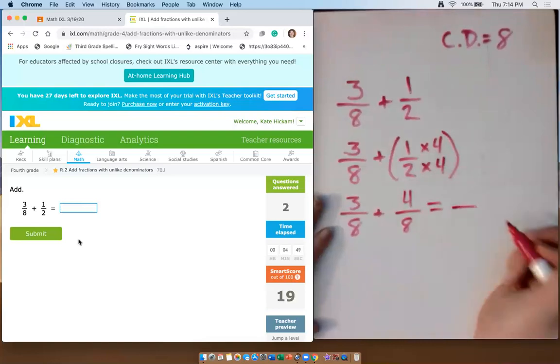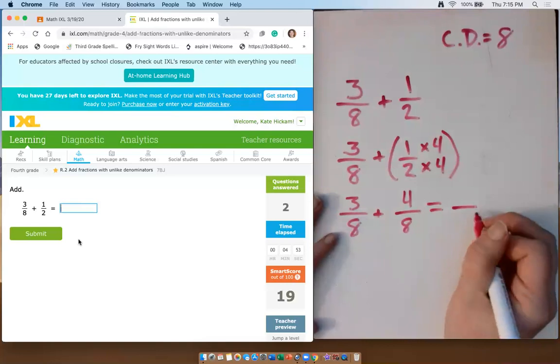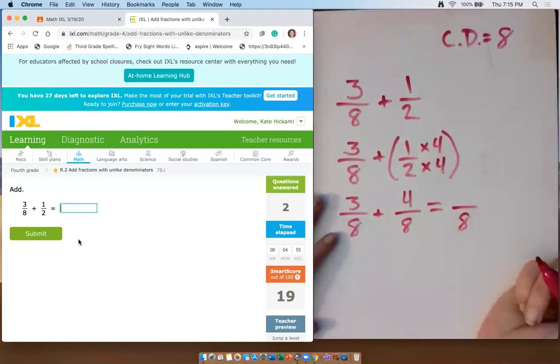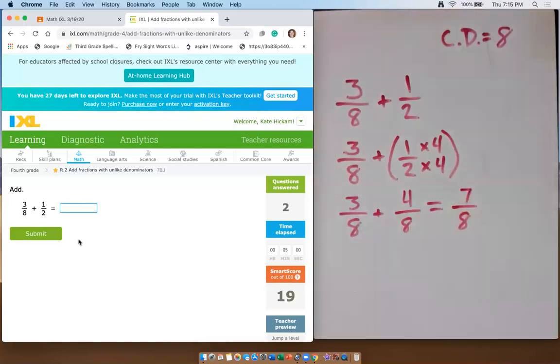Whenever I do common denominators and I'm adding, my denominator does not change. And then 3 plus 4 equals 7. So my answer to this one is 7/8. Submit it. You're going to keep going.